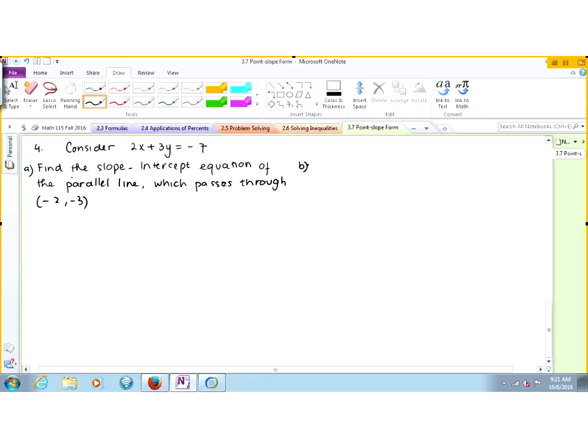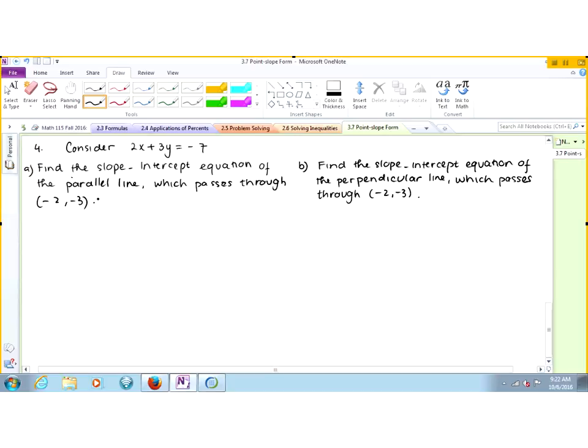So what do you think I'm going to write for my B? The exact same thing, but perpendicular. Yeah? Okay. So find the slope-intercept equation of the perpendicular line which passes through, having the same slope, right? Passes through, for parallel, negative 2, negative 3. So, can you guys try it? You will have fractions, of course, like the previous problem.